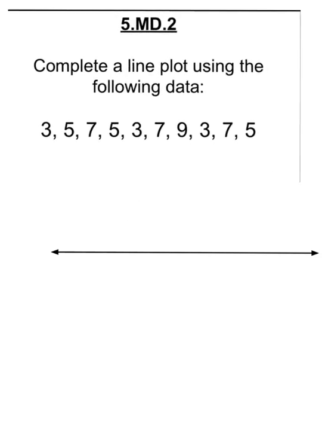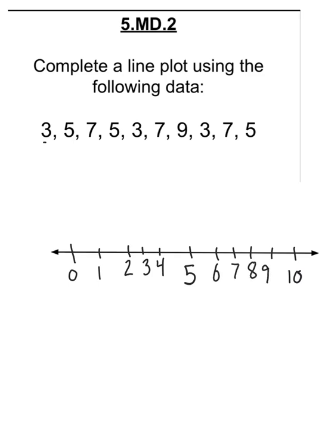All right, line plot time. Complete a line plot using the following data. Smallest value, looks like a 3. Okay, now like I said, I always like my line plots to have really nice even numbers at the beginning and the end, so I'm going to go from 0 to 10 because I see I don't have a value bigger than 10 on here. 5 is my midpoint, of course. And then I have 1, 2, 3, 4, 5, 6, 7, 8, 9, and 10.